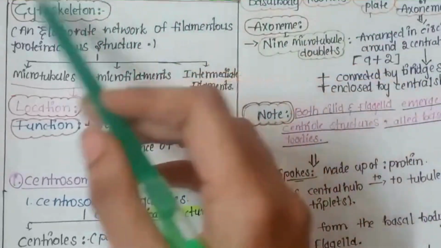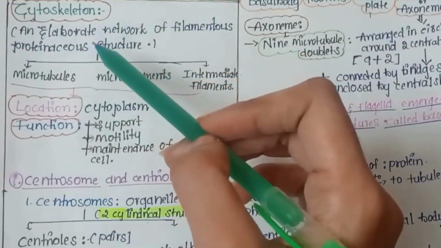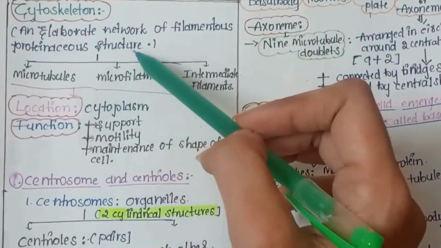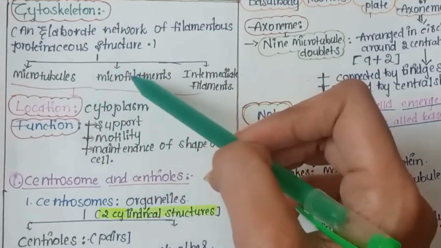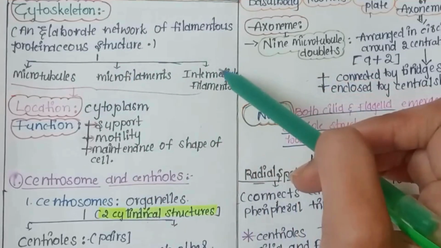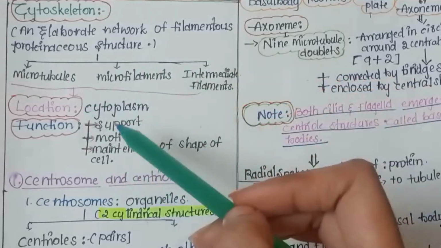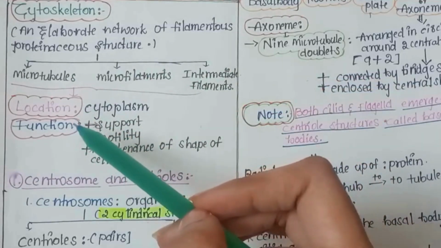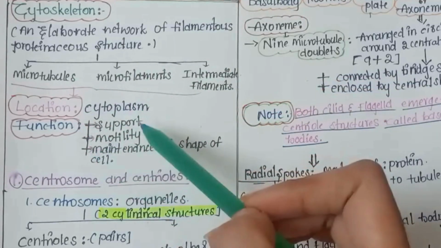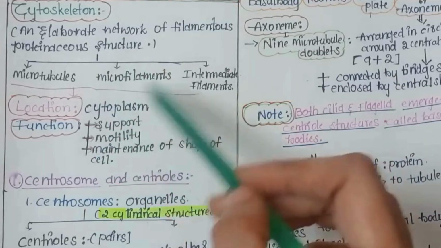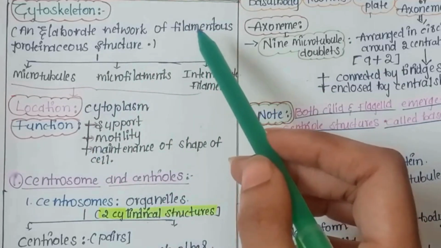Let's discuss the cytoskeleton. This is an elaborate network of filamentous proteinaceous structures like microtubules, microfilaments and intermediate filaments, which are found in the cytoplasm of the cell and help in providing strong structural support to the cell, movement of the cell, and maintaining the shape of the cell. Let's discuss with the help of a diagram.